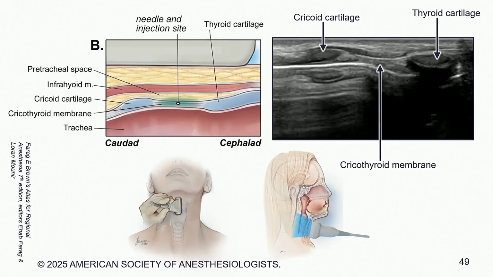Also, you have here the cricoid, the cricothyroid membrane, and the thyroid, and you can just pierce that to do either cricothyroidotomy or recurrent laryngeal nerve block in real time. It is also very safe for the patient, especially with morbidly obese patients.